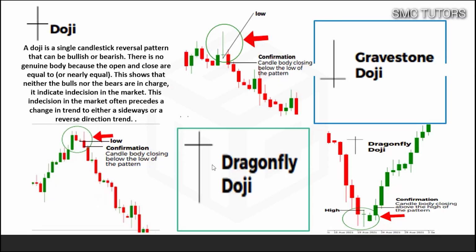So the Dragonfly Doji is a cross sign. It's a bullish candlestick pattern. This is how it prints on the chart. We have a longer wick to the downside and a smaller wick up here. Then the close and the open are almost all at the same point. At this point, price was on a downward movement, and we see the Dragonfly appear. This is telling us rejection.